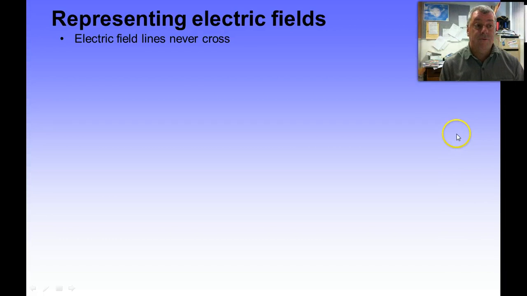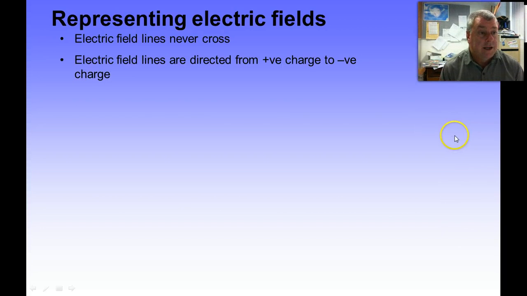So, representing electric fields in the physics way, not the artist way. What we have are called electric field lines, and they never cross. So when we draw them, we make sure they never cross. The electric field lines have a direction, and they are directed from the positive charge towards the negative charge. That's how we define their direction.